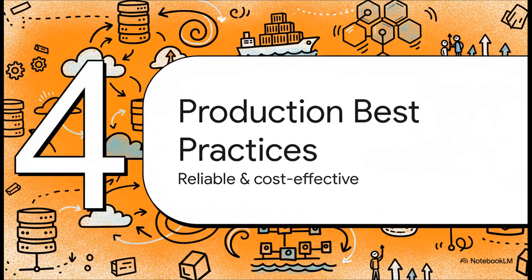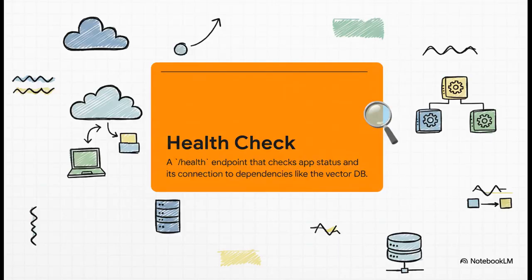Okay, so surviving those big traffic spikes is one thing, but staying live for the long haul, that's a different game. It's all about building a service that's not just reliable, but also efficient, and it doesn't cost a fortune to run. So let's talk about a few pro tips for the long game. First up is a health check. Think of it like a routine doctor's visit for your app.